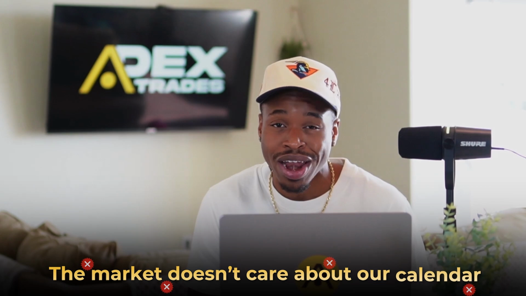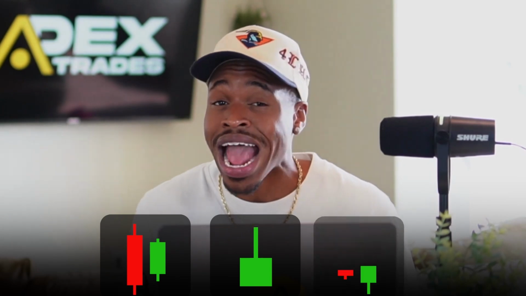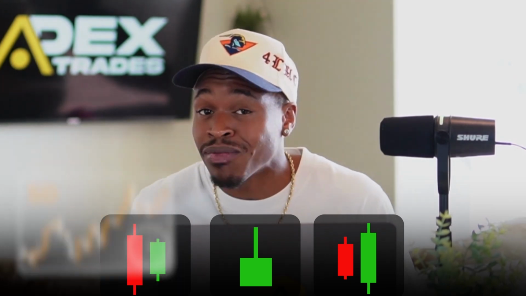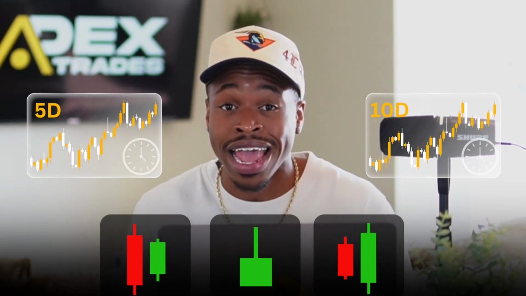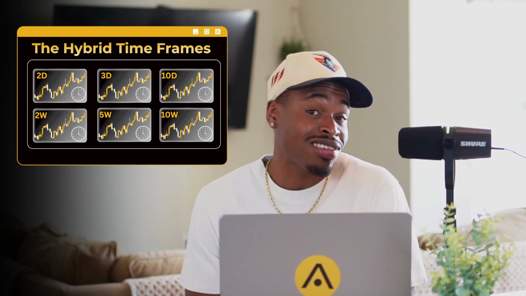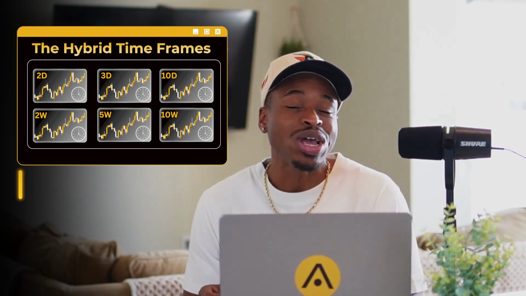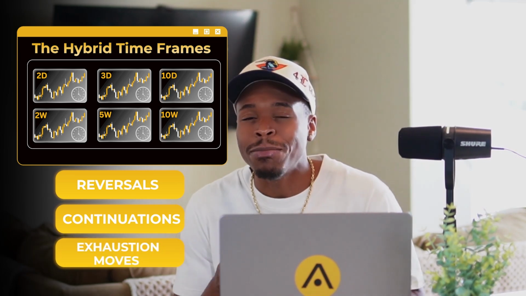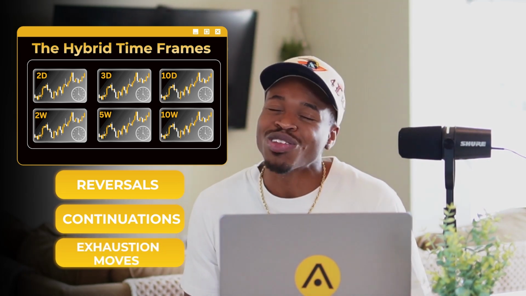But here's what you have to understand: the market doesn't care about our calendar. Sometimes price action forms the cleanest patterns, like an inside bar, a shooter, or an outside bar reversal, but these patterns don't show up on the daily or the weekly charts. They show up on timeframes like the 5-day or the 10-day, and that's where the hybrid timeframes come from. By stepping outside the traditional framework, we can spot reversals, continuations, exhaustion moves before the crowd sees them. So let me show you what I mean.